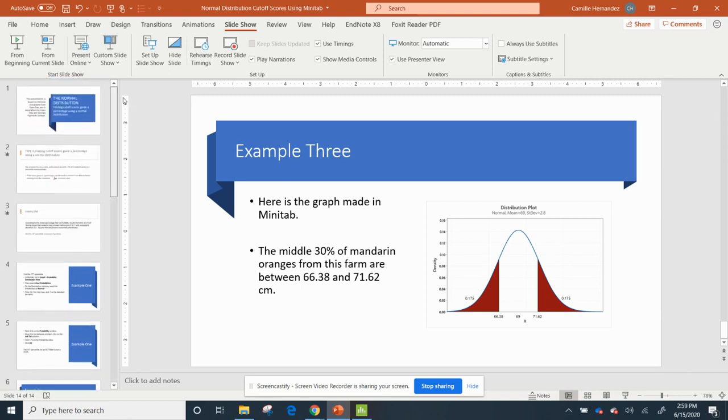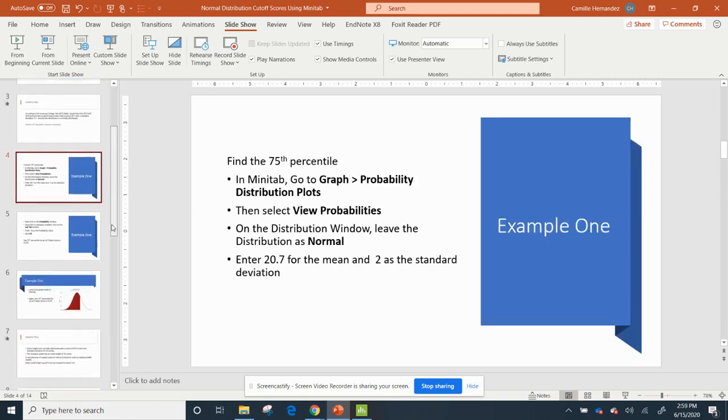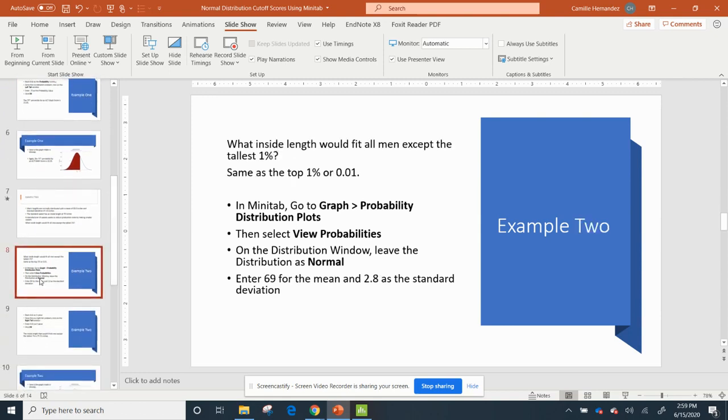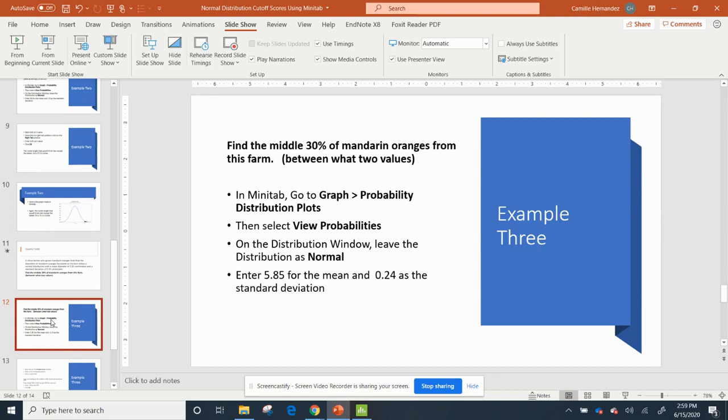So in this video, we did percentiles in example 1 that go to the left. Example 2 had percentiles that go to the right. And for this example 3, we did the middle.